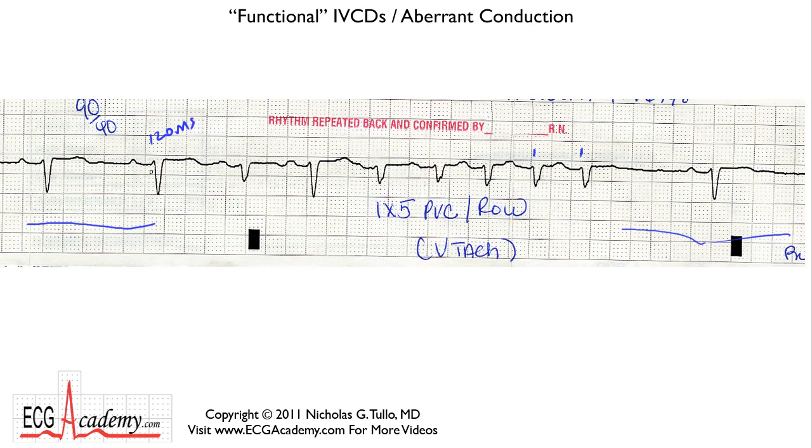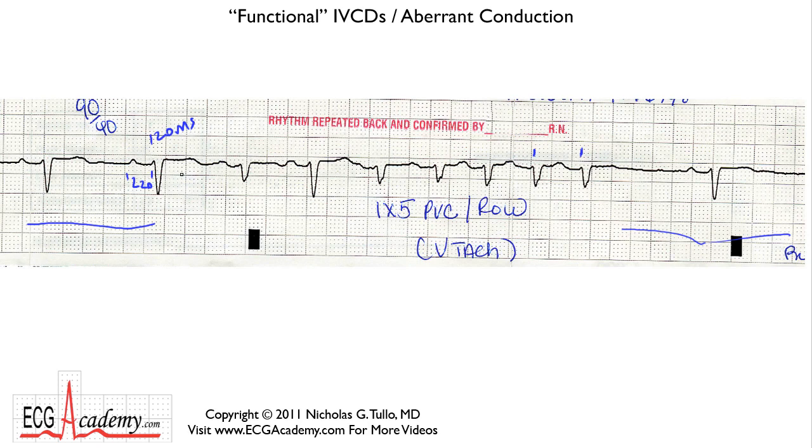And your PR interval is somewhat long as well. It's about 220. So you have a little first degree AV block in the beginning, and you have a slight IVCD here. But then what happens is the QRS complex changes. It starts to look different.